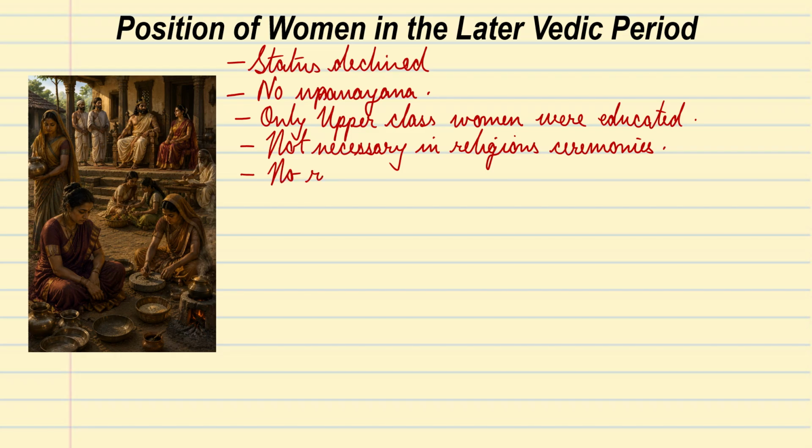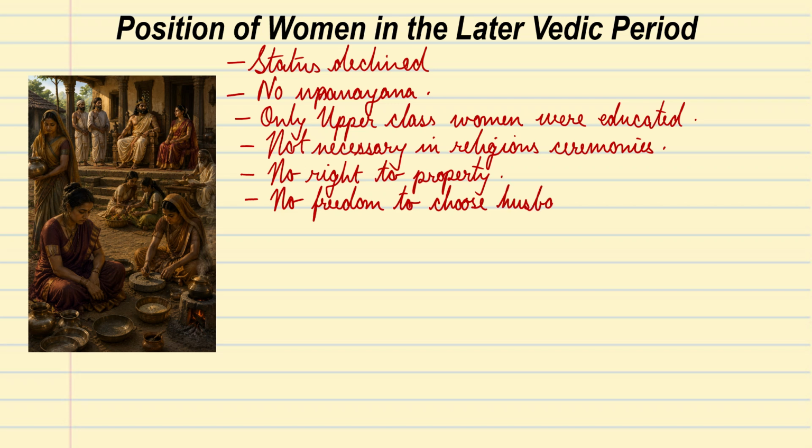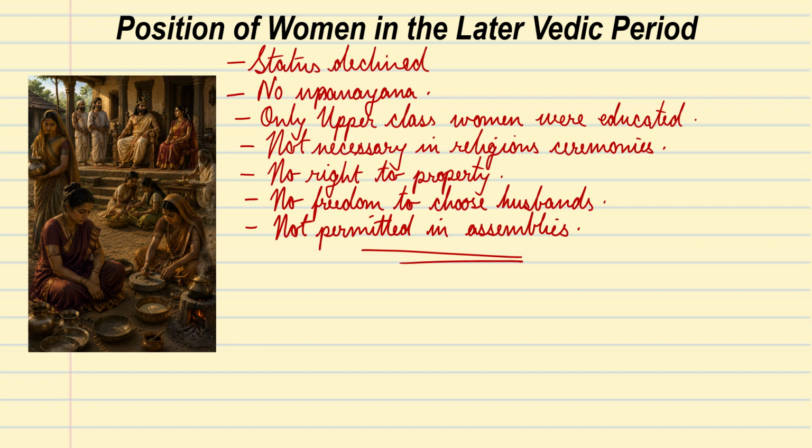No right to property. Women could not be owners of property also. And there was no freedom to choose husbands. Women could not choose their own husbands in the later Vedic period. They were also not permitted in assemblies. Assemblies did not exist as such during the later Vedic period, but even if they existed, women were not permitted in assemblies. That is how the position of women declined a lot in the later Vedic period.